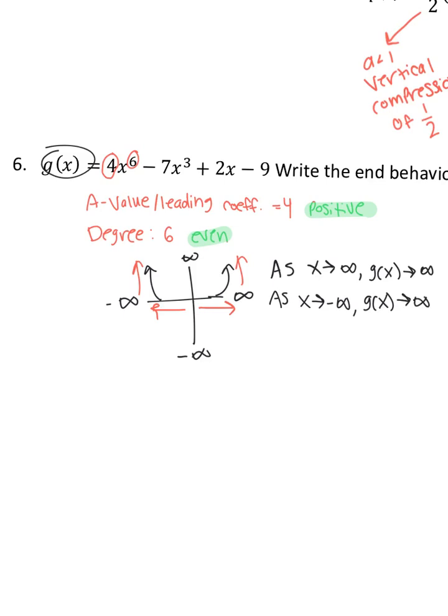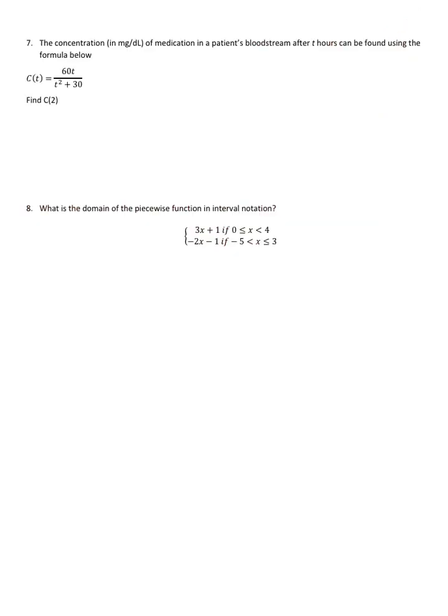So the way that you write out end behavior always starts with as x goes to infinity, g of x goes to blank, and as x goes to negative infinity, g of x goes to blank. So the two things that I've underlined there are always going to stay the same. What's going to change is what I've underlined here in blue, and that changes depending on what type of function you're given. Okay, number 7.